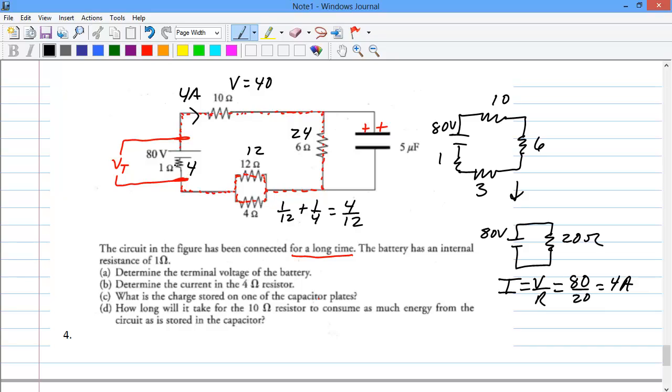But across the terminal is just going to be 80. So VT is just going to be the 80 volts minus the voltage drop across the internal resistor, which is just 4. So the terminal voltage is just 76 volts.